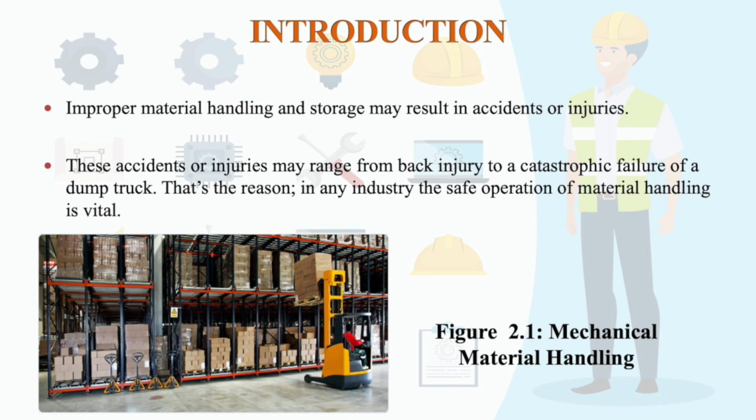Here you can see in Figure 2.1, a mechanical material handling system. The forklift is there, so that it will lift the material from the manufacturing shop floor to the store. It keeps it in the stores, in the racks. The safe equipment has to be selected according to the requirements. So here we are seeing mechanical material handling equipments.